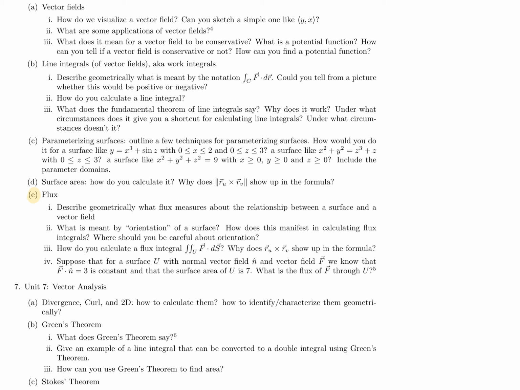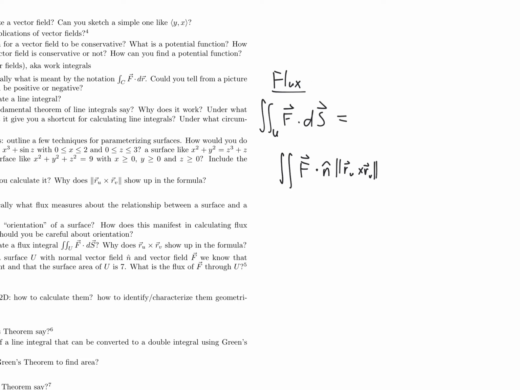Along with these last couple of points, let me remind you that there are really two formulas you have for flux. The notation we use for flux is this. It isn't really a formula, it's just telling you the thing we're trying to find. But there are two ways that we write this down. The first way is f dotted with the unit normal vector, times the magnitude of RU cross RV, du dv, and I'll do this over the parameter domain D.